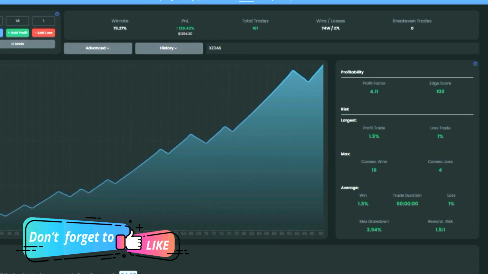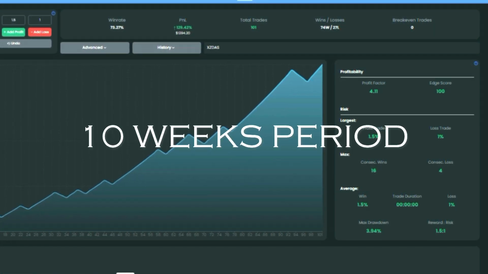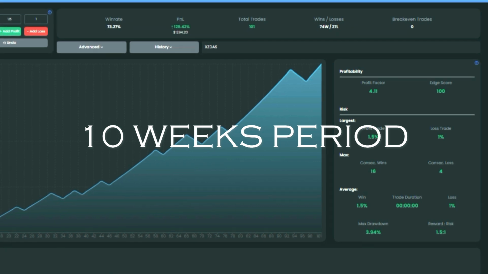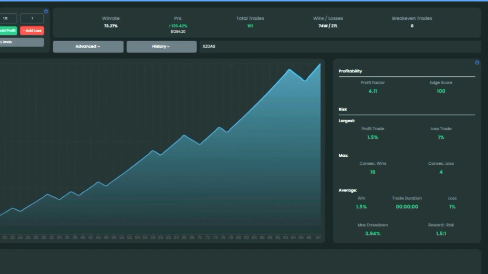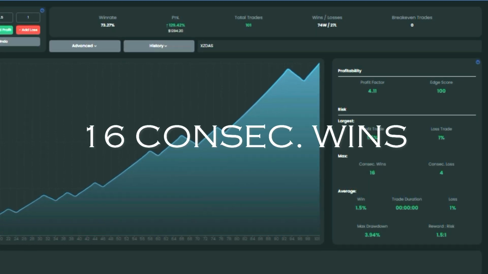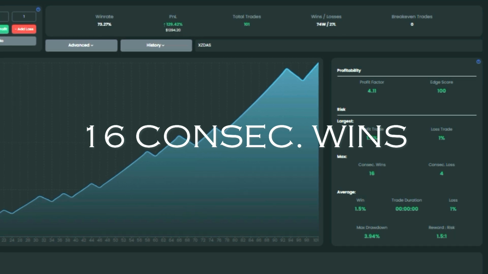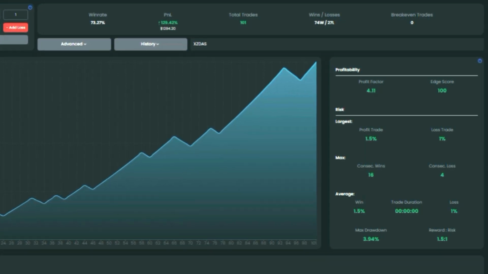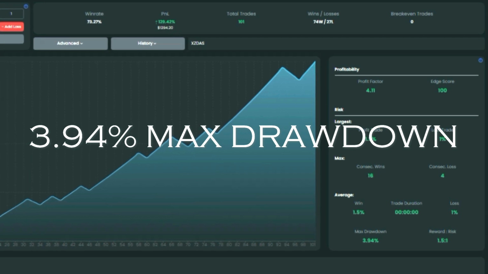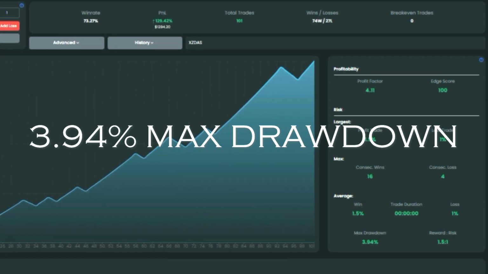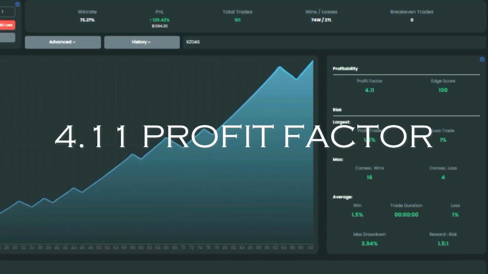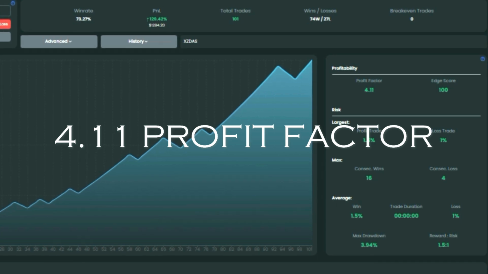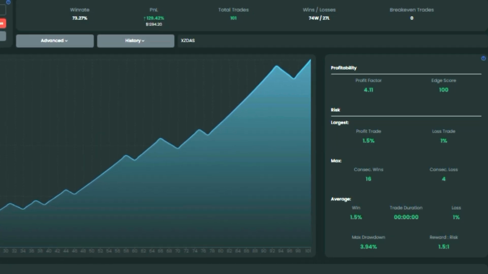We tested the strategy for 10 weeks and during that time we had some amazing winning streaks. The best one was when we won 16 times in a row, and we also checked the risks. The max drawdown was only 3.94%. The profit factor, which compares profit to loss, was a massive 4.11. This strategy proves to be a winner and relatively low risk.